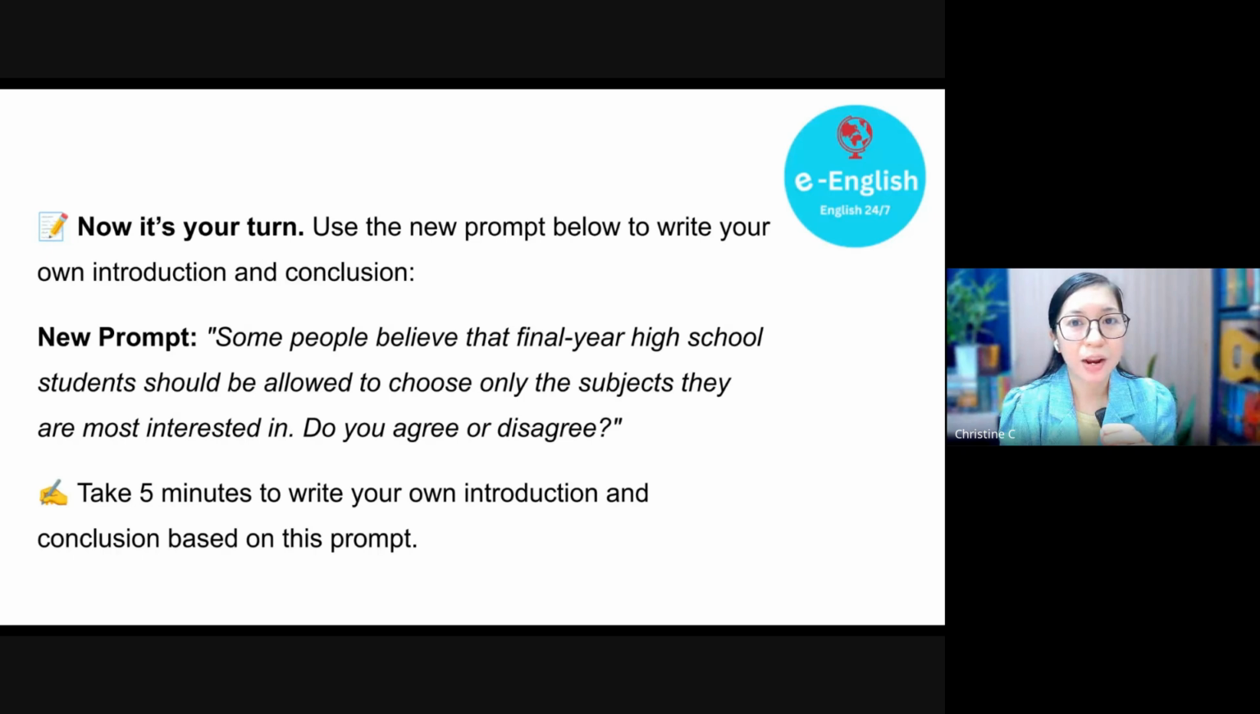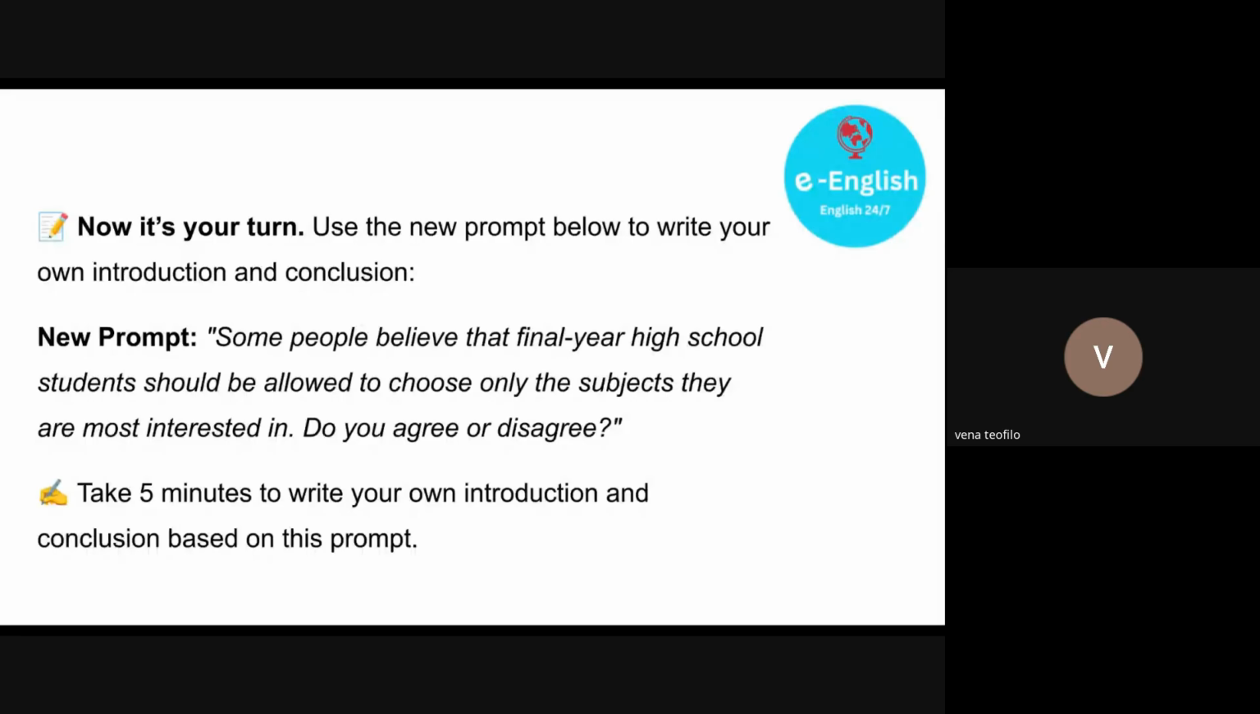Very good. So let's try to make it more concise, Vina, as it is only the introduction. You can reword this and add more details, such as the examples in your body paragraph. Great, it's a great point. So you can say something like, I firmly believe that students in their final year in high school should be allowed to choose the subjects that they are most interested in. And for two reasons, you can give two reasons.